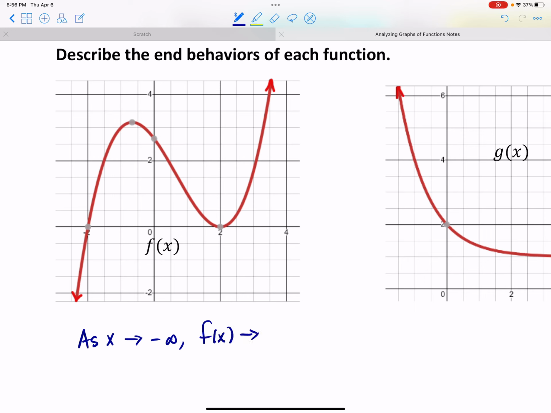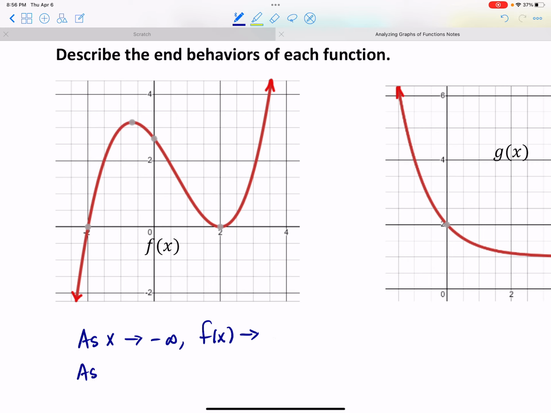So we use those little arrows for the word approaching. So again, as x approaches negative infinity, f of x, the outputs, approach what? And that's going to be a question that we're going to answer in just a second. But let me go ahead and get the rest of this written.